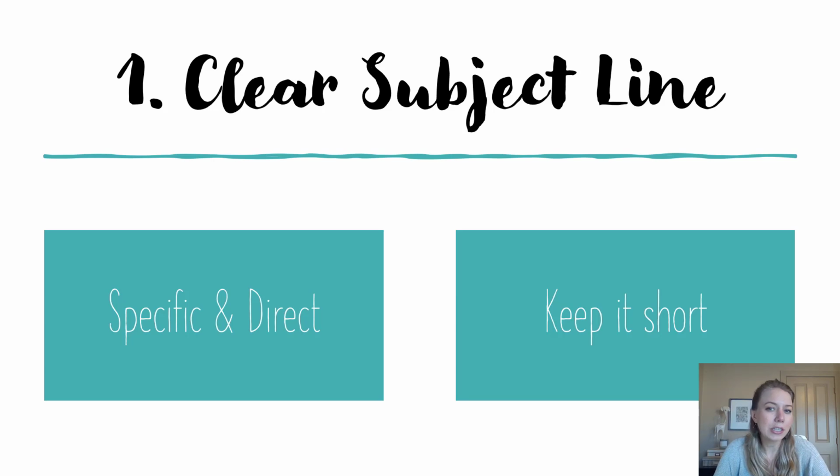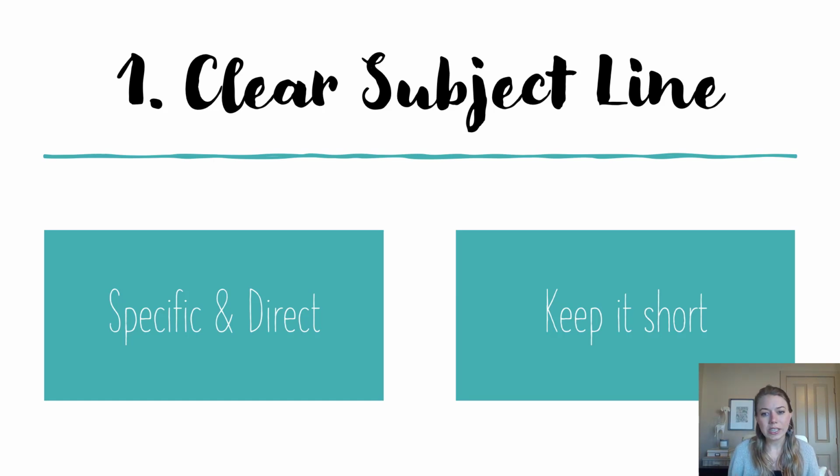All right, number 1, clear subject line. First, to be able to write a clear subject line, you need to understand the purpose of a subject line. Well, a subject line's job is to tell the recipient, the person getting your email, what the email will be about. It's a clue to what the email is going to be about when they open the email. Kind of like a title on an article tells you what the article is going to be about.